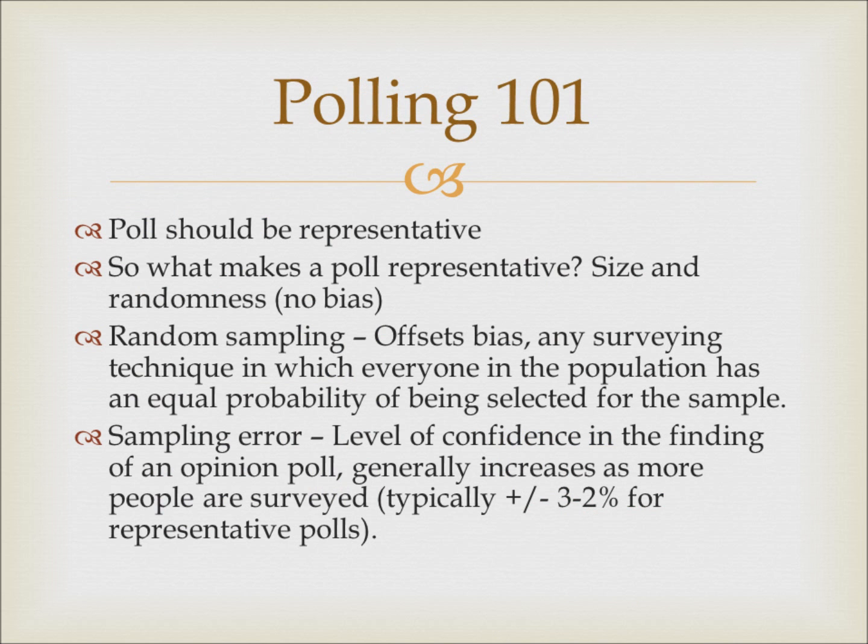So how should polls be created? Well, they should be created with the goal of being representative in mind. In order to be representative, a poll should have a reasonable size and an element of randomness to it. For most polls, the ideal sample size is 1,000 to 1,500 people, and the technique that pollsters use to make a sample representative is random sampling, where essentially every member of a population has an equal chance of being in the sample.